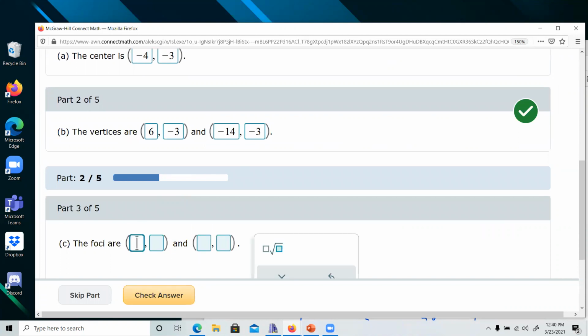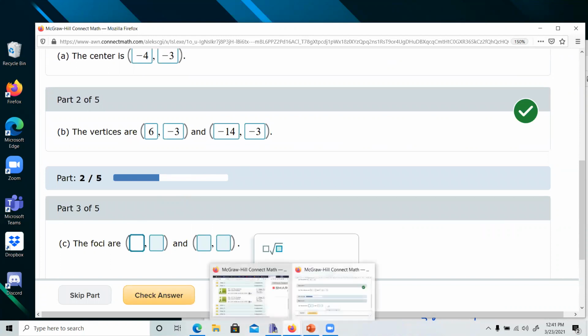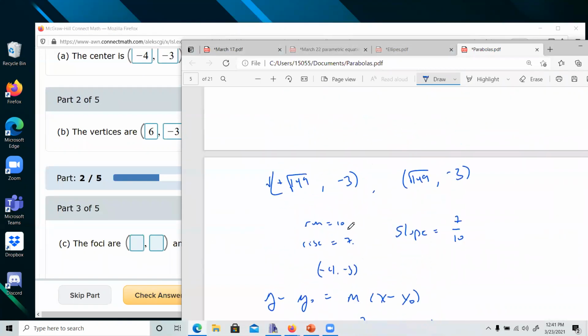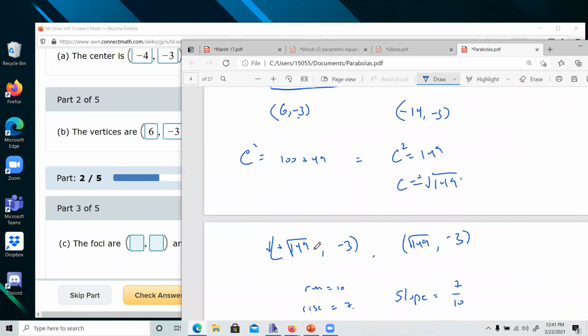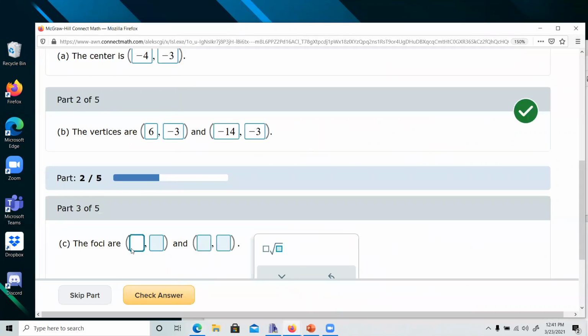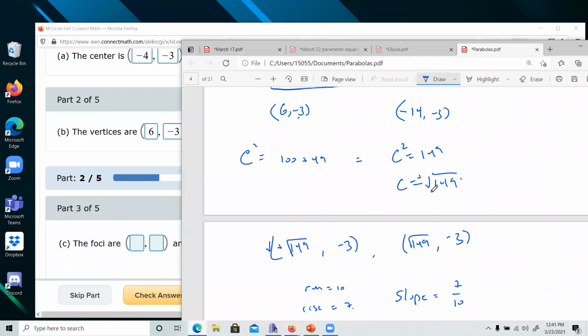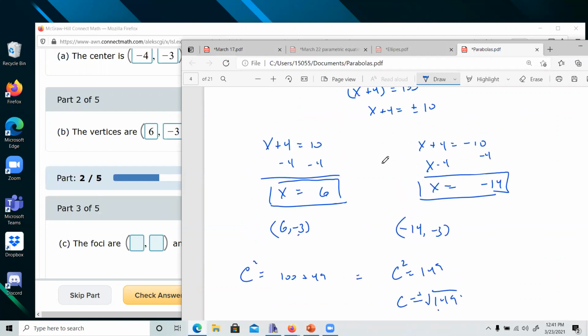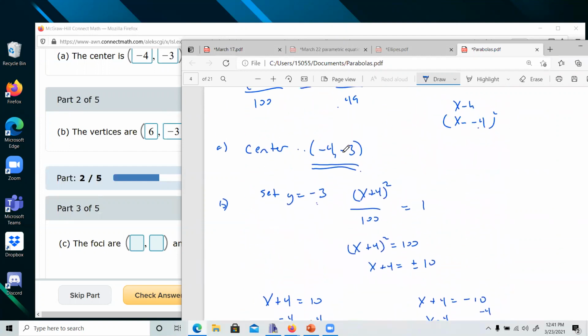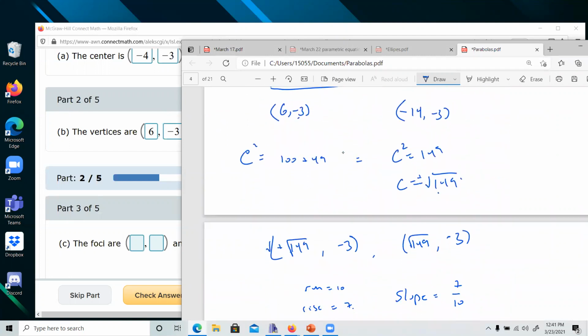Now the vertices, right, that was going to be 6, -3, and -3. Okay, we did that. That was going to be root 149. Oh no, it wasn't. Go back to that. I was wrong. It's from the center. The x value for the center was -4. So it's -4 plus root 149 and -4 minus root 149.